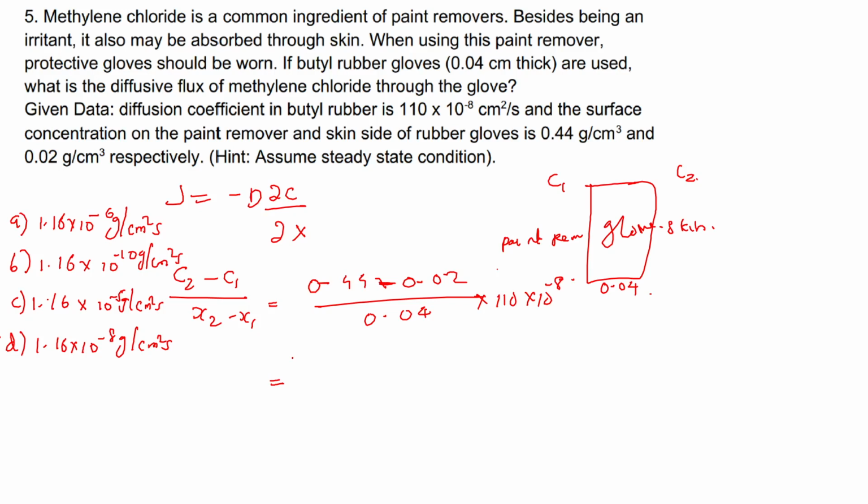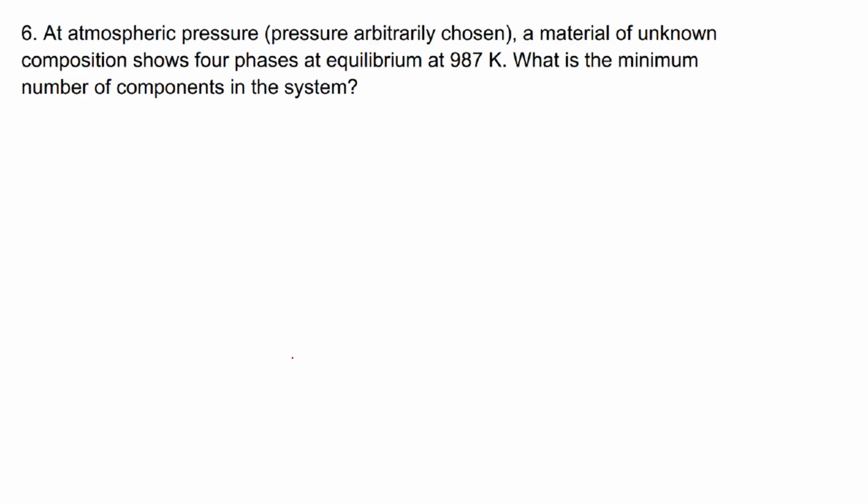Okay, now we will go to the next problem. It is a very easy problem for you people. You just have to find the number of components. At atmospheric pressure, a material of unknown composition shows four phases at equilibrium at 987 Kelvin. What is the minimum number of components in the system? That's it.